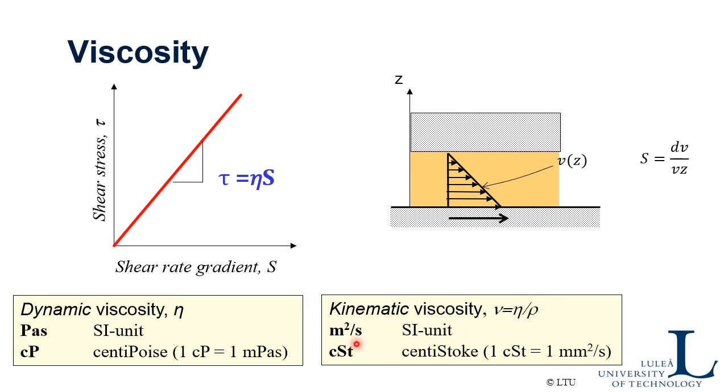In this case it's measured in square meters per second, but normally we are using centistokes. So 1 centistoke is 1 square millimeter per second. The dynamic viscosity is, as you know, measured in Pascal seconds, but you can also find centipoise, where 1 centipoise is 1 millipascal second. Typically a lubricant is below 1 Pascal second, so for that reason it could be useful to use a number that is between 1 and 1000 maybe.